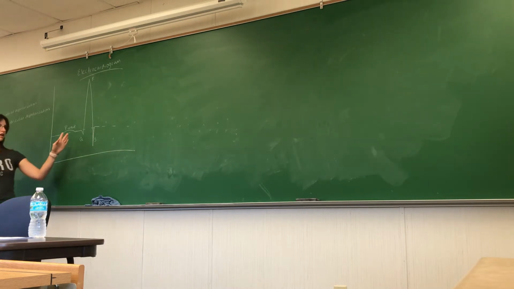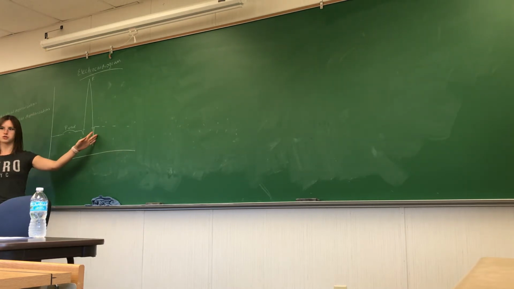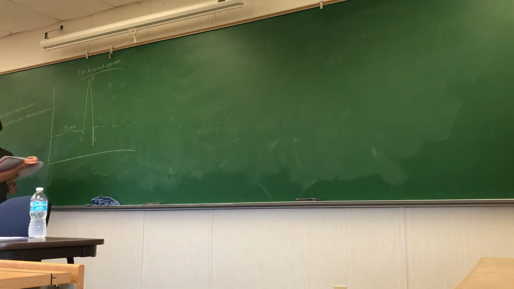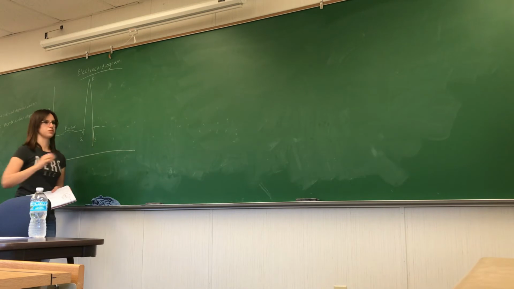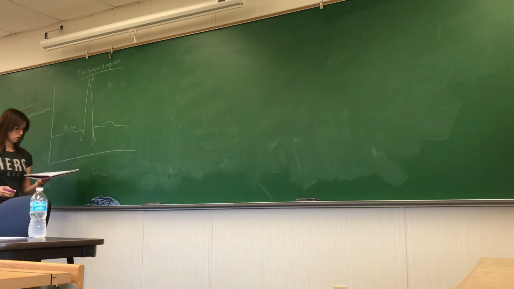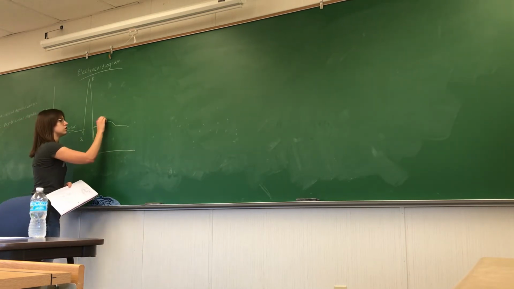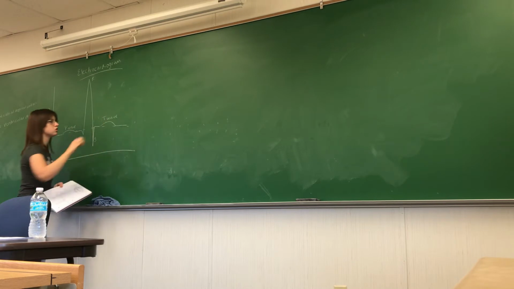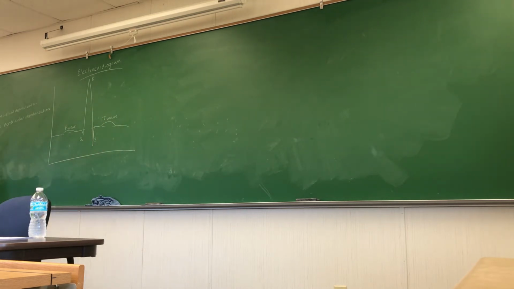So we've depolarized our atrium, depolarized our ventricles. So now, what's the last part? T wave. And what is the T wave? It has to do with ventricles. So they've depolarized. What do they have to do to be ready for another contraction? They have to repolarize. It's ventricular repolarization.